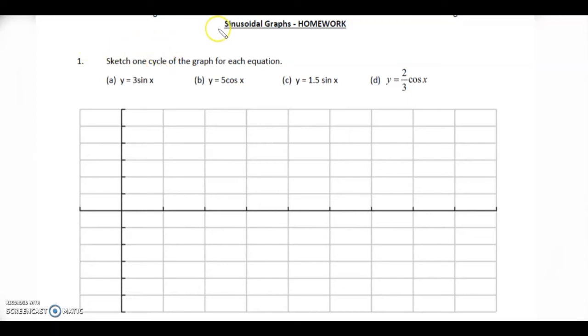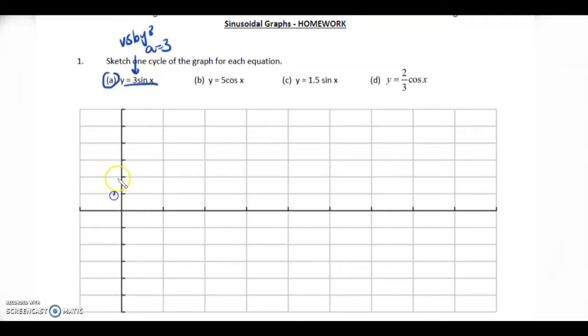Okay, sinusoidal graphs, here's the homework. Sketch one cycle of each graph for each equation. I have y equals 3 sine x. When I'm looking at this, I know that this is a vertical stretch by 3. That means our amplitude is 3.